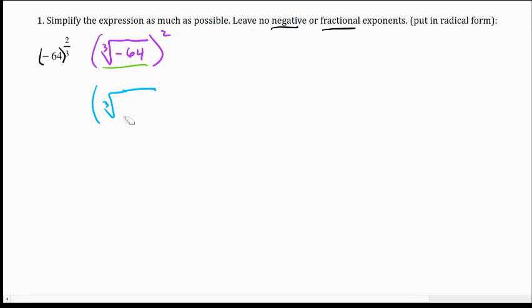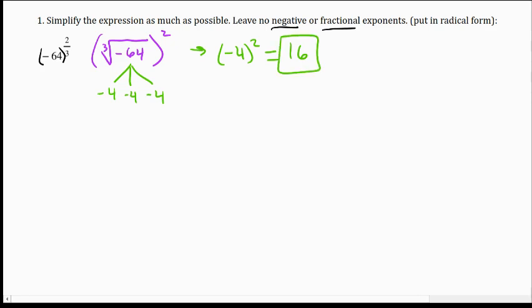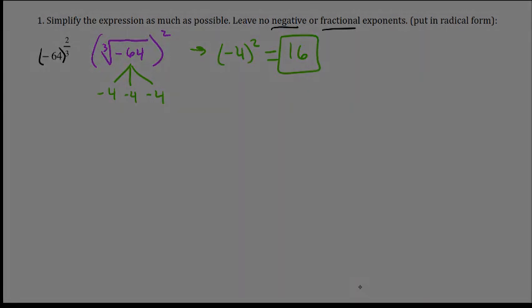So that being said, this one here, I'm going to take the cube root of negative 64, which I know is negative 4, because negative 4 times negative 4 times negative 4 is negative 64. So that tells me that this is negative 4 squared, and negative 4 times negative 4 is just positive 16. So negative 64 to the power of 2/3 is actually equal to 16.